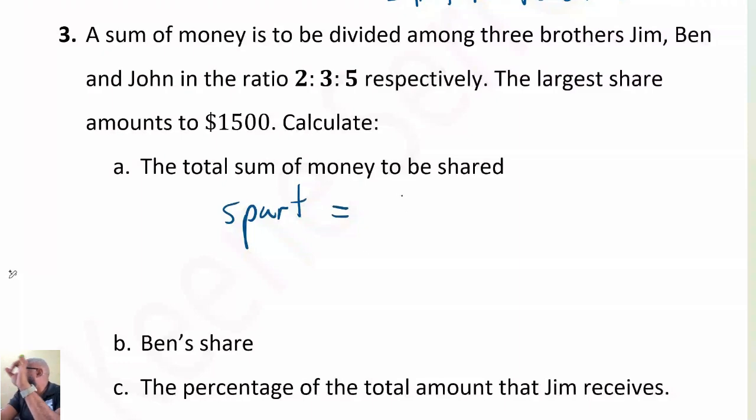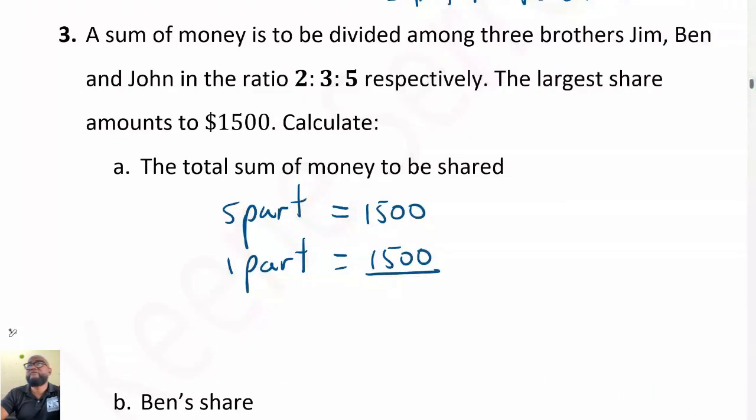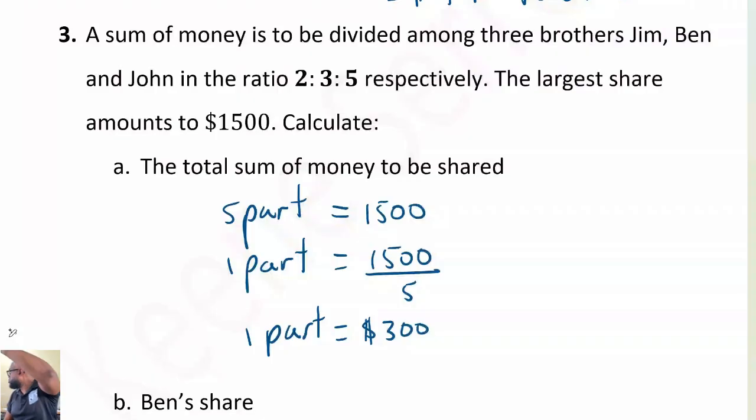So 5 parts will be equal to, what is the largest share equal to? 1500. So 5 parts will be equal to 1500. Right? So what would one part be, my children? 1500 divided by 5. $300, right? That is what one part is. Now, once I find what one part is, I can find what 2 parts are, what 3 parts are, what 5 parts are, and then you can even find out what the total amount of parts are.